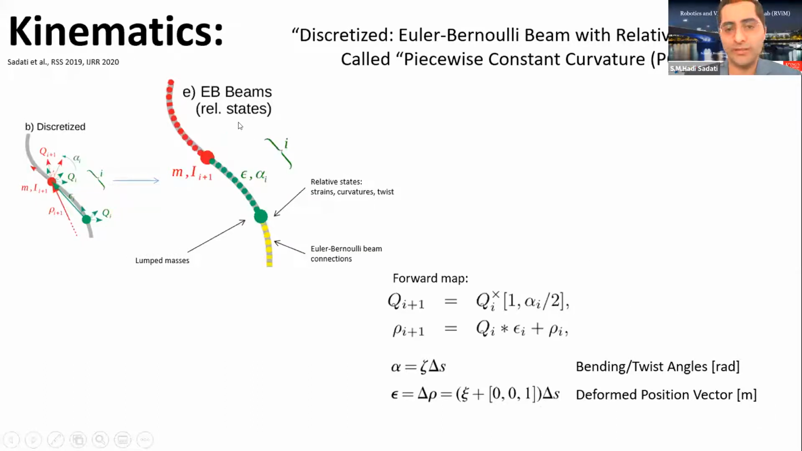Euler-Bernoulli beams with relative states. You need to use forward maps to find the next rotation quaternions based on the previous ones, so Q_{i+1} based on Q_i. Here alpha and epsilon are the bending twist angle and deformed position vector. Again, equations are provided in a nice closed form, and you can proceed with that.